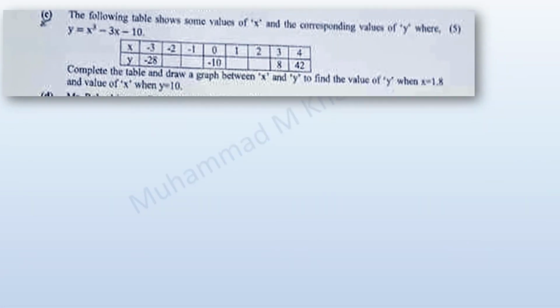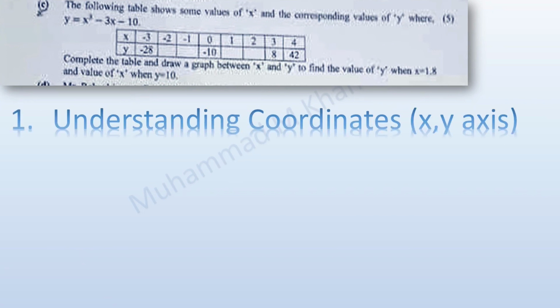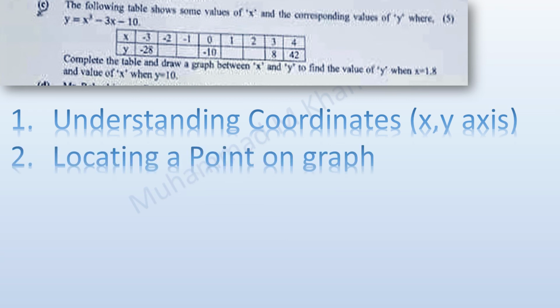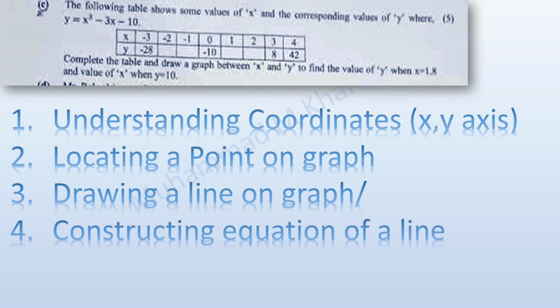Before I start solving part C of question 7, we need to develop some concepts. We need to understand the coordinates, x-axis, y-axis on a graph, when x is negative, when y is negative. We should be able to locate a point on the graph. We should also be in a position to draw a given line on a graph, or if a line is given on the graph, we should be able to construct its equation. So all of these things I will be covering in a separate video.